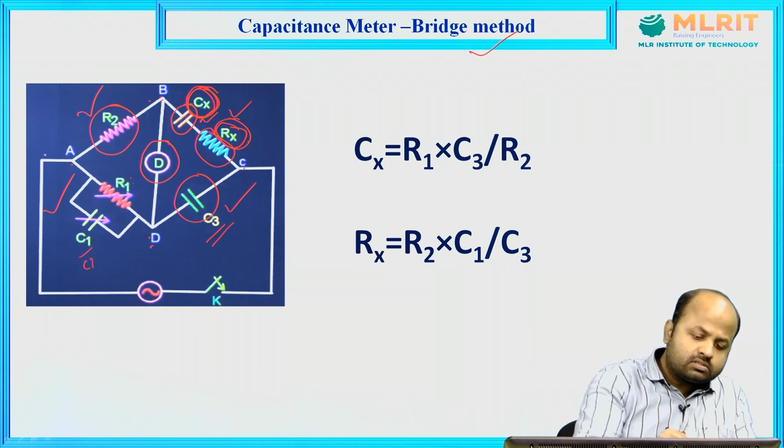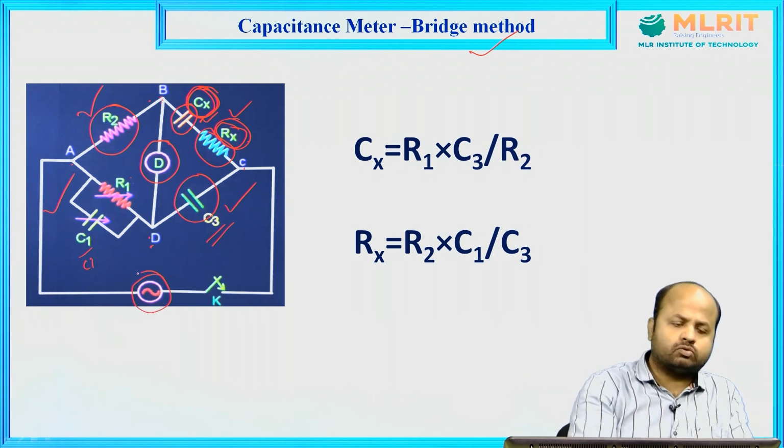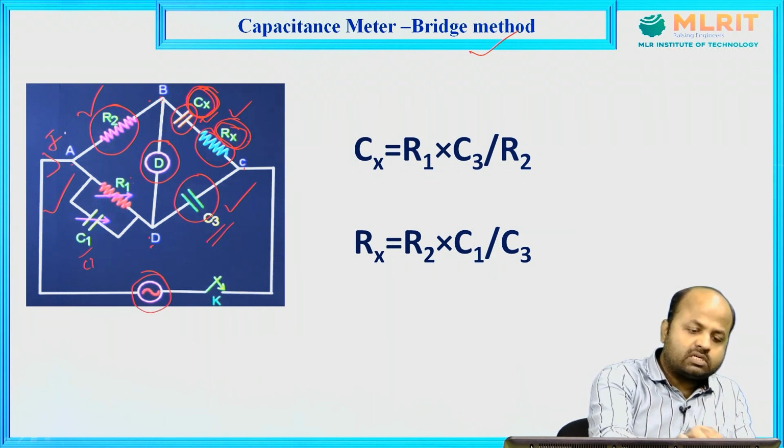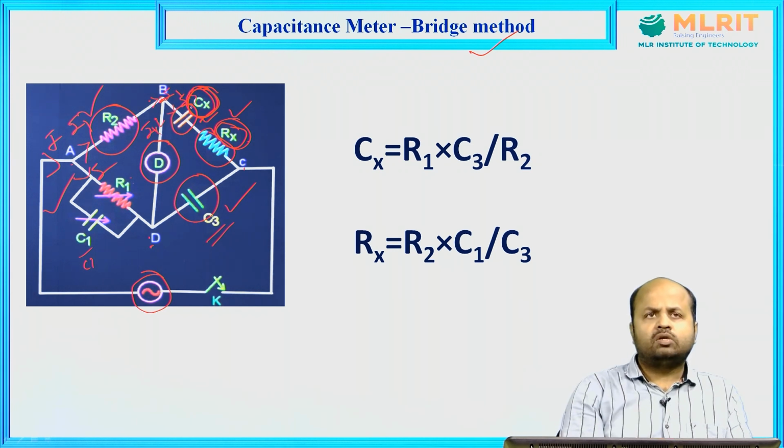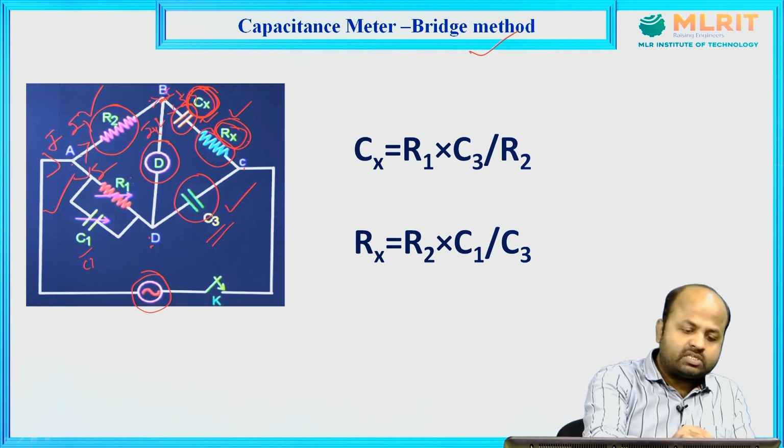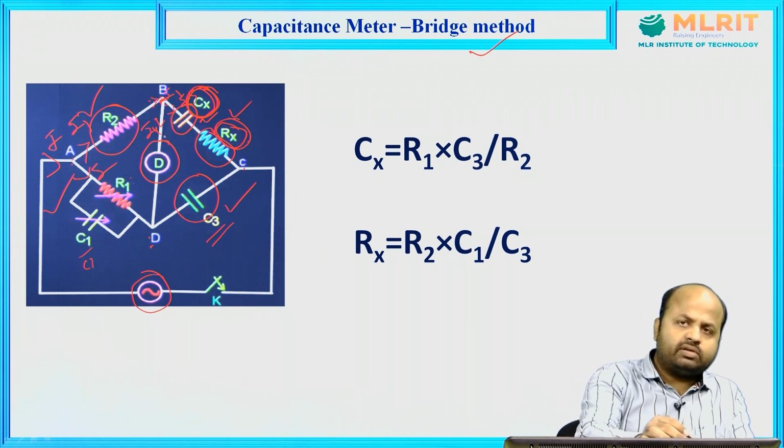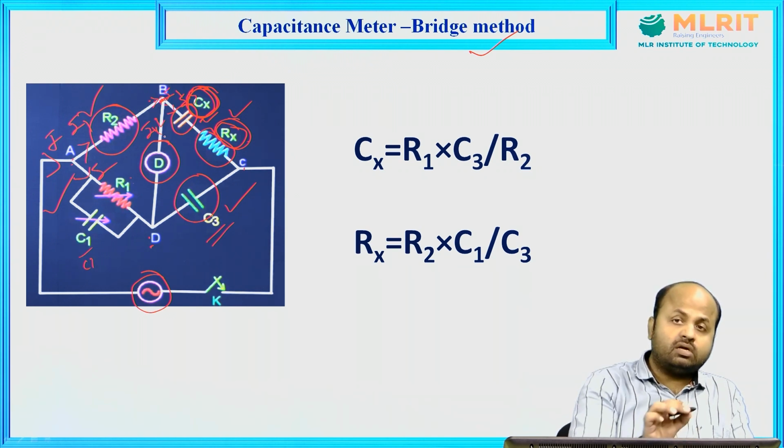Suppose this is the voltage source. Suppose this is current I. Current will be divided into two parts, I1 and I2. And suppose I1 reaches here, and further it is divided into I4 and I5. So in this way current is flowing. First it flows from A to B, then from B to D and B to C. So current is divided. What is the role of the detector?